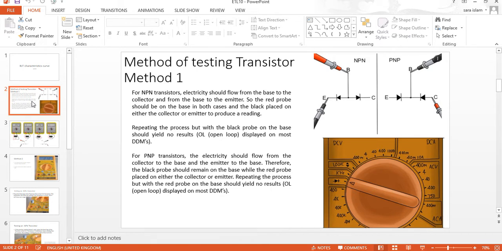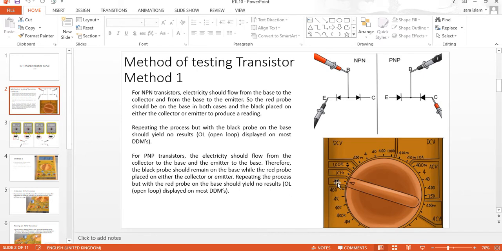I am going to discuss two methods with the help of which you can find out which lead is emitter, base or collector, right? So first of all, where should the knob of your multimeter be, right? So in the first method, you can set your multimeter knob to the diode setting, right?